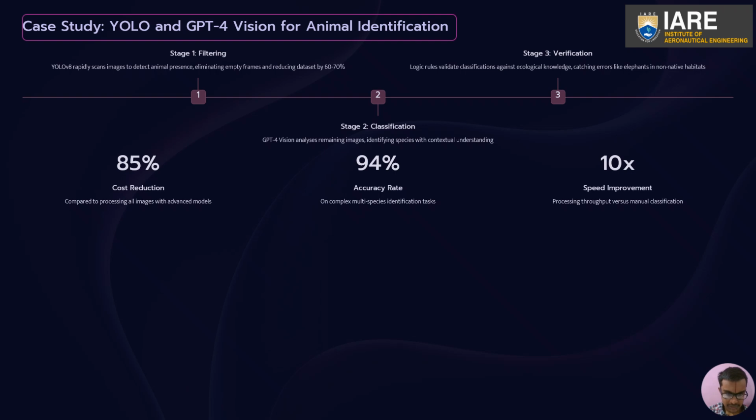Here, 85% cost reduction can happen for our benefit compared to processing all images with advanced models, with a 94% accuracy rate on complex multi-species identification tasks, and a 10x speed improvement in processing throughput versus manual classification.